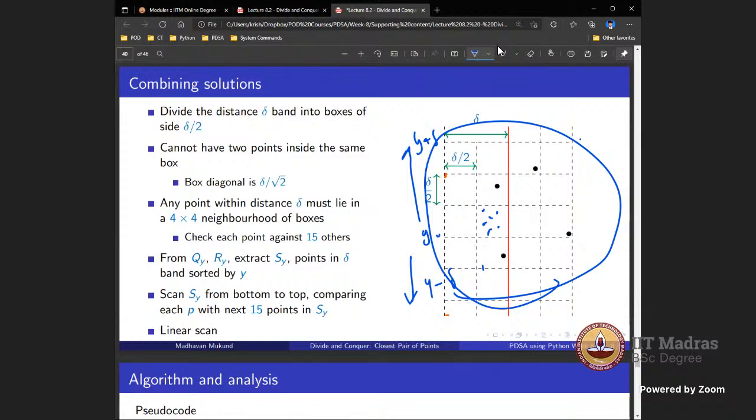It is sorted based on the y coordinate, but you never know. The same example I gave: you say it is the nearest point based on the y coordinate, but there could be another point which is much nearer in the x coordinate. So we need both x and y. Simply sorting based on the y coordinate is not enough.